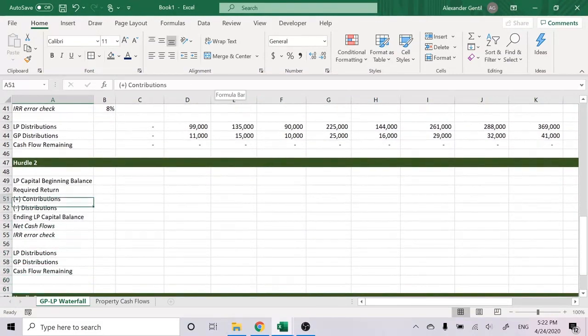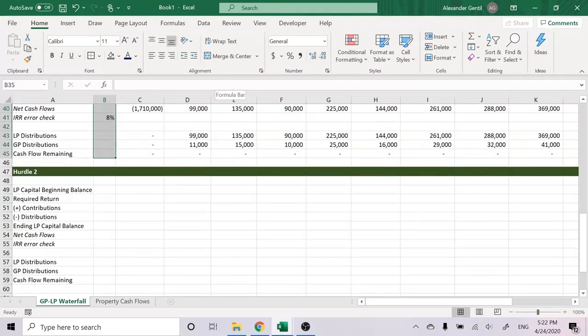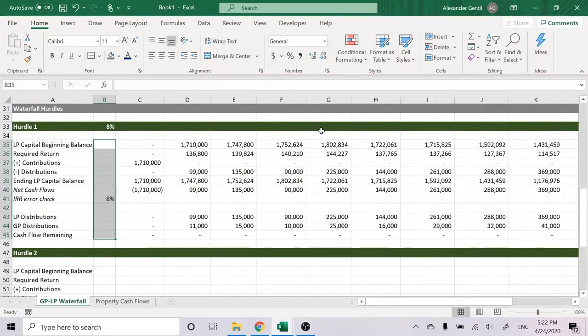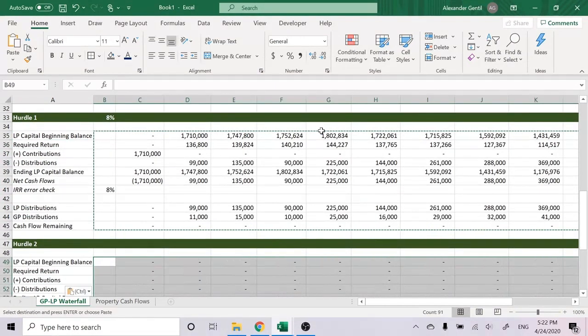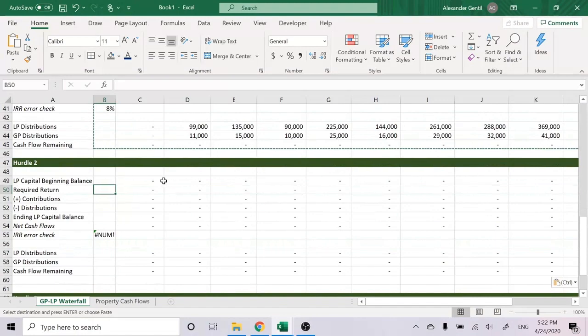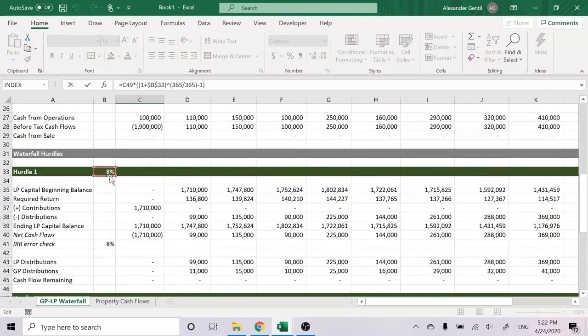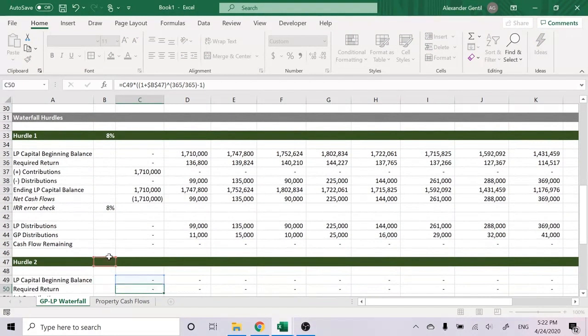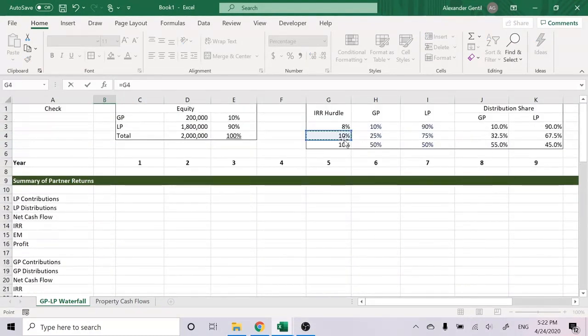Okay, and I'm just going to copy and paste from this first hurdle. If you have questions on this part of it here, just let me know. Okay, so, and I'll change the references so that it makes it easier to understand. Okay. Of course, everything's a bit funky because we have to understand the references here. Okay, and I'm putting this up here. Alright, and this is going to be 10%, 10% IRR.